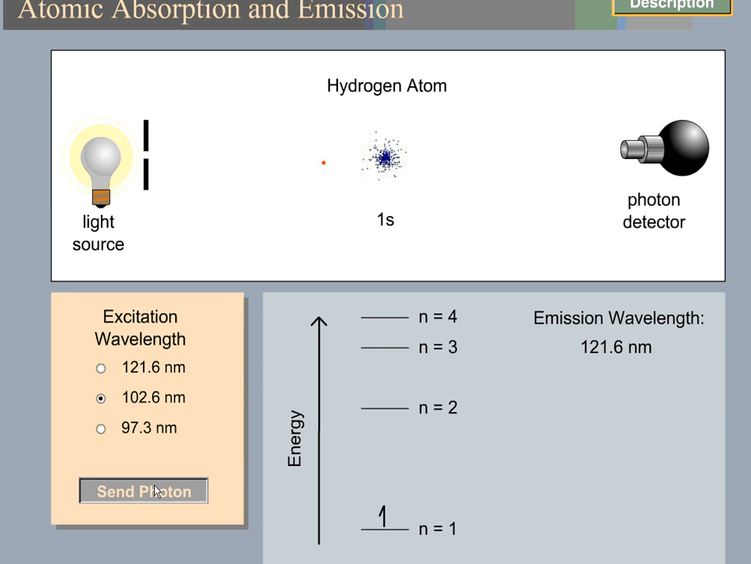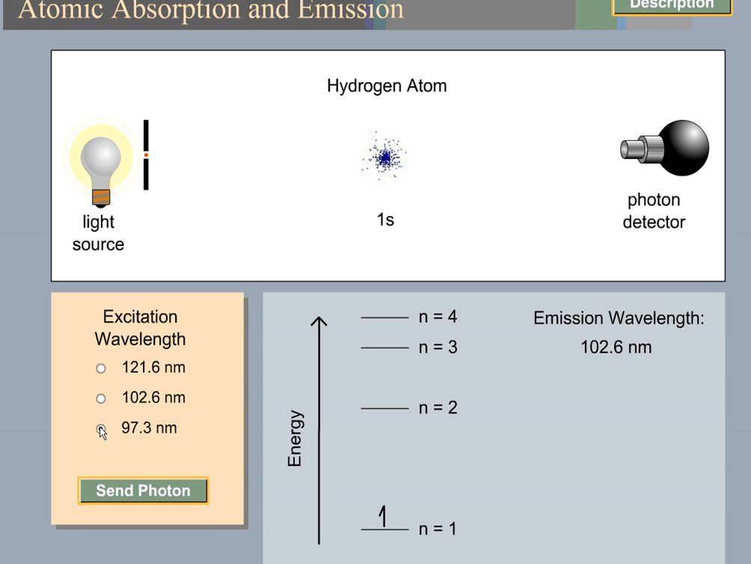Let's see that one more time. The high energy photon causes the electron to jump up to n equals 3, falls to n equals 2, releases some energy, and then from the second level drops to the first level and again releases more energy. One more time, up to the third level. This time the photon that was released was a result of the electron dropping from the third level all the way back down to the first level.